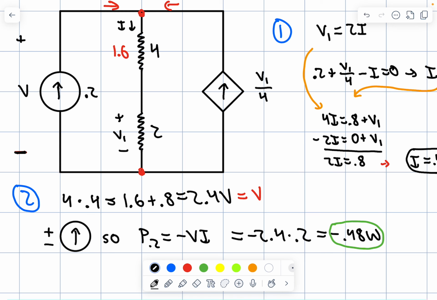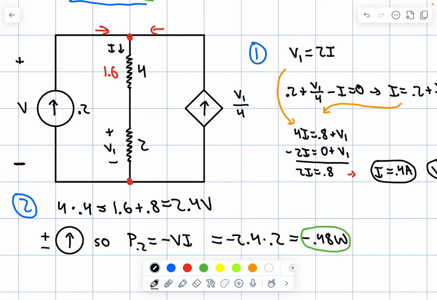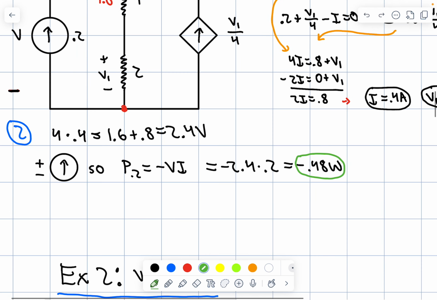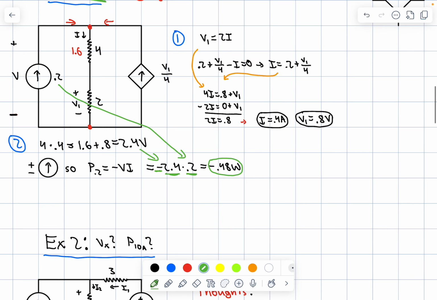The way we do that is we look at orientation. We see an arrow that flows from this current source right here, bottom to top, and the voltage we've just found is negative to positive. So they're the same orientation, and that means that the sign needs to be flipped. So we're going to add a negative. Negative VI is our resulting equation. Negative 2.4 times 0.2 from that original source is equal to negative 0.48 watts, and that's going to be our final answer.